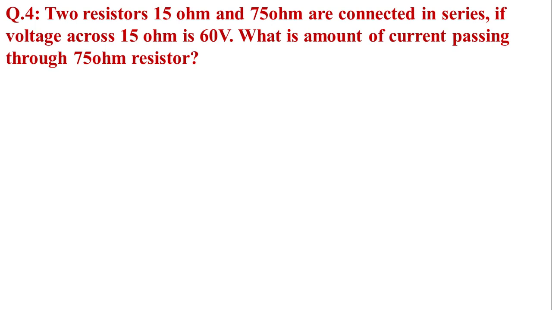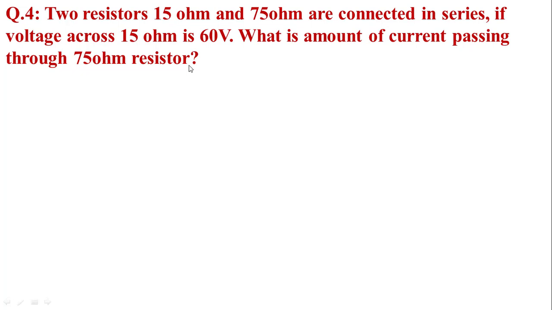Now we can solve the numerical problem question number 4. In question number 4, according to the given statement, two resistors are given. So two resistors of 15 ohm and 75 ohm are connected in series. If the voltage across the 15 ohm resistor is 60 volt, what is the amount of current that passes through the 75 ohm resistor?